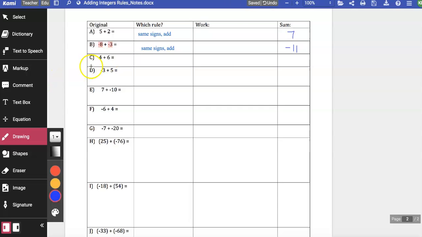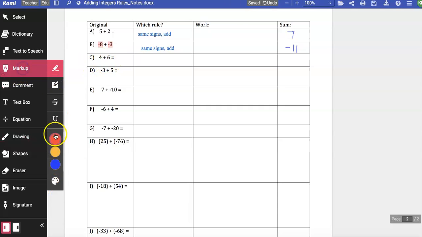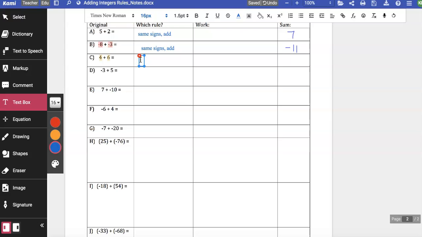All right, next problem. 4 plus 6. Take a look at the numbers. 4 and 6 are both positives. So I go to the text box. Still, same rule. Signs are the same signs. You add, and 4 and 6 makes 10.